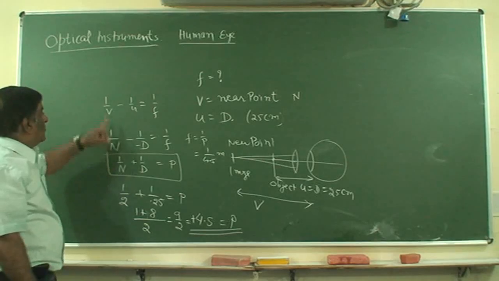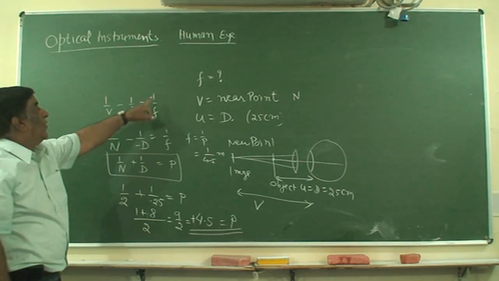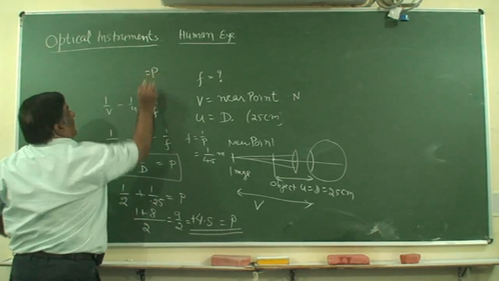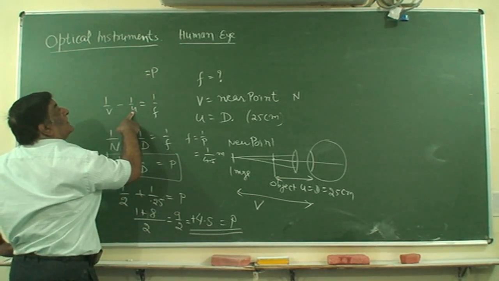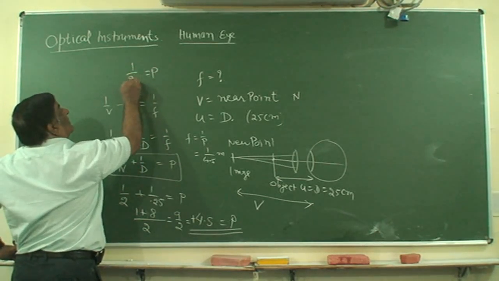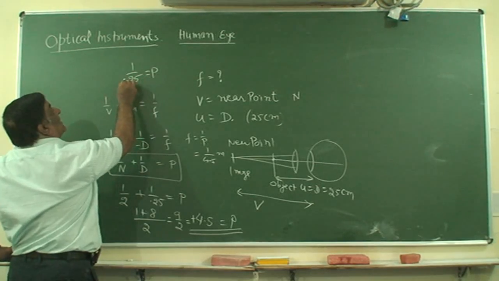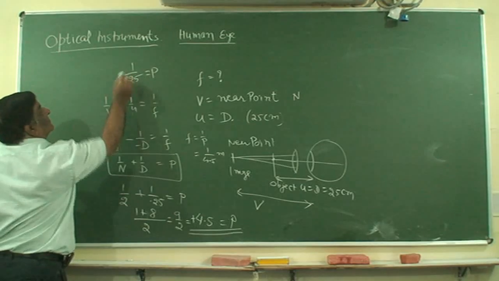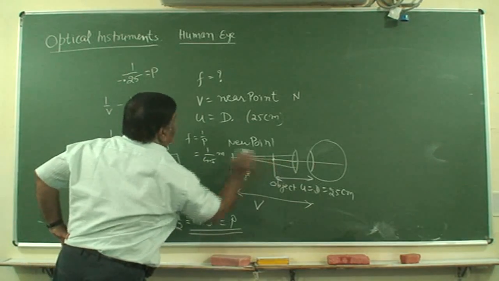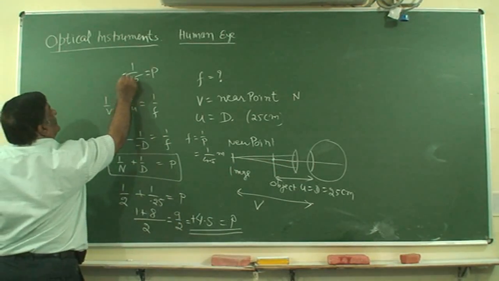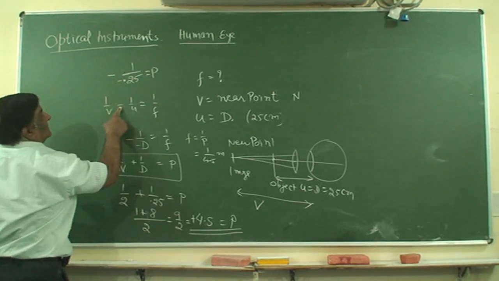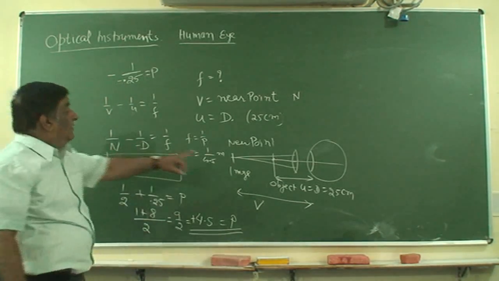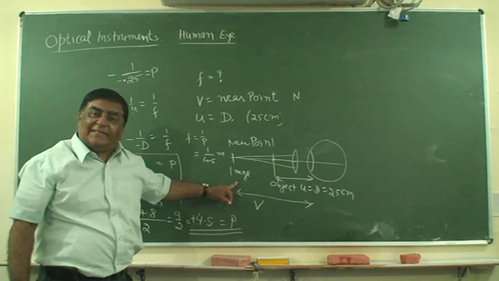Again see it. The formula is 1 upon v minus 1 upon u is equal to 1 upon f. 1 upon f we put as power. Where is the object always kept? Object is always kept at 25 centimeter, that is 0.25 meter, and negative on this side of the lens. Okay, this minus here. 1 upon v. V is what? Where we want to form the image.